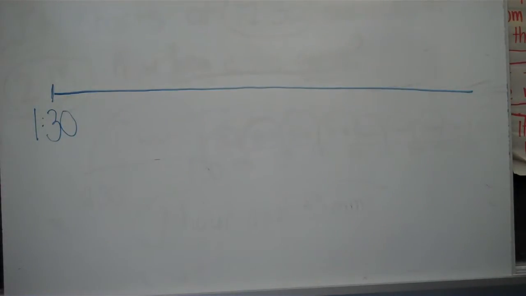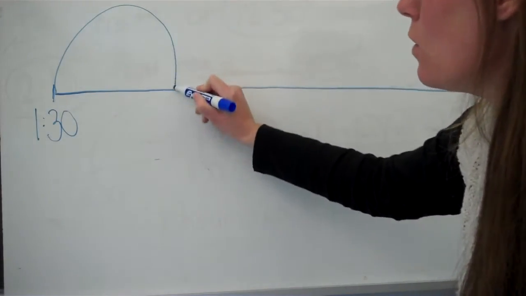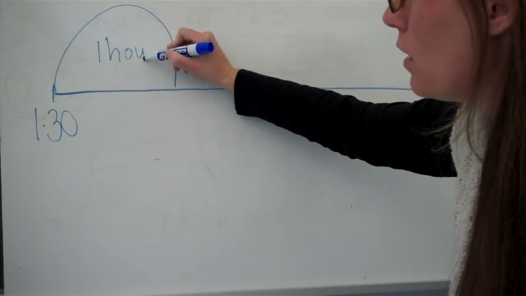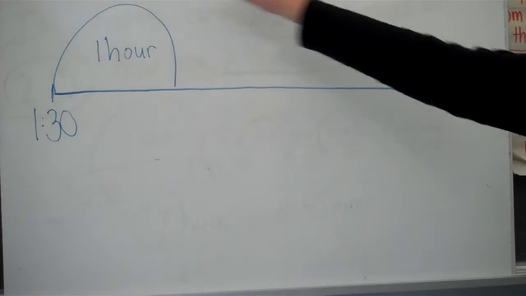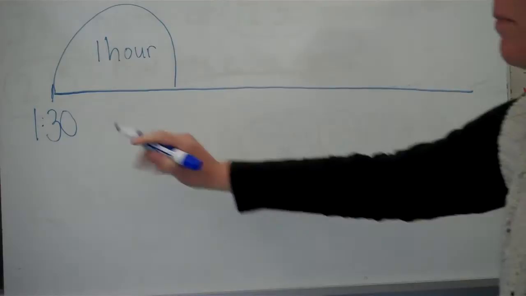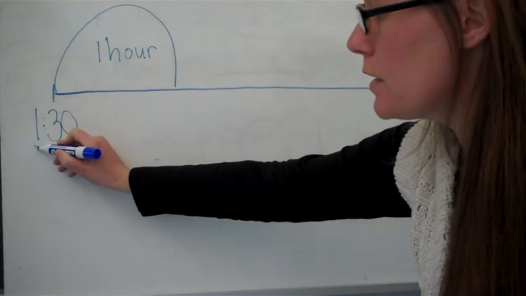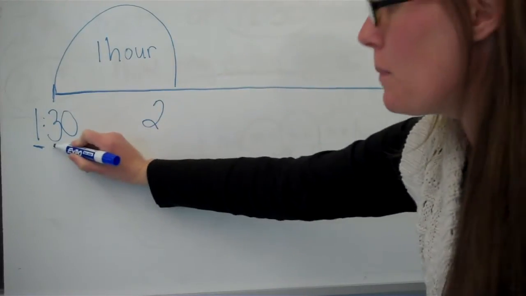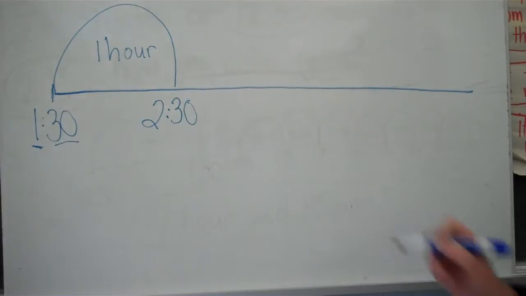Okay? And now I'm going to hop by hours. And I remember that when I go 1 hour, my hour hand is going all the way around the clock. My minutes don't change when I do an hour. So this hour number is going to change to 2. My minutes are going to stay the same. So now I'm at 2:30.